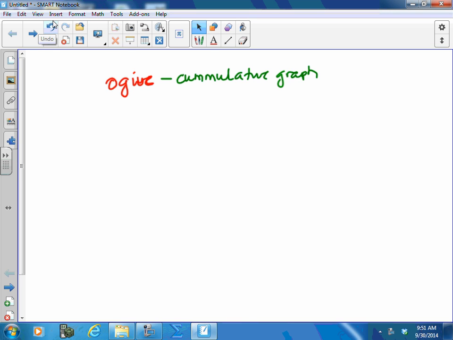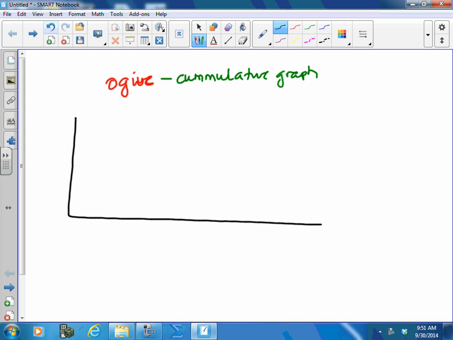OJAG graph based on this information that we've been using to do your frequency and your polygon. This is going to be the fourth graph on that. Now your OJAG, which is formerly known as your cumulative graph, looks at your cumulative column, your cumulative frequency. So when you set this up, over on the y-axis, this is where you're going to have cumulative frequency.